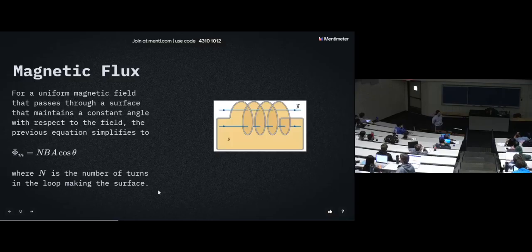What's up? B is magnetic field strength. N is the number of turns in the loop. A is the area of the loop. And theta is the angle between the normal vector and the magnetic field.